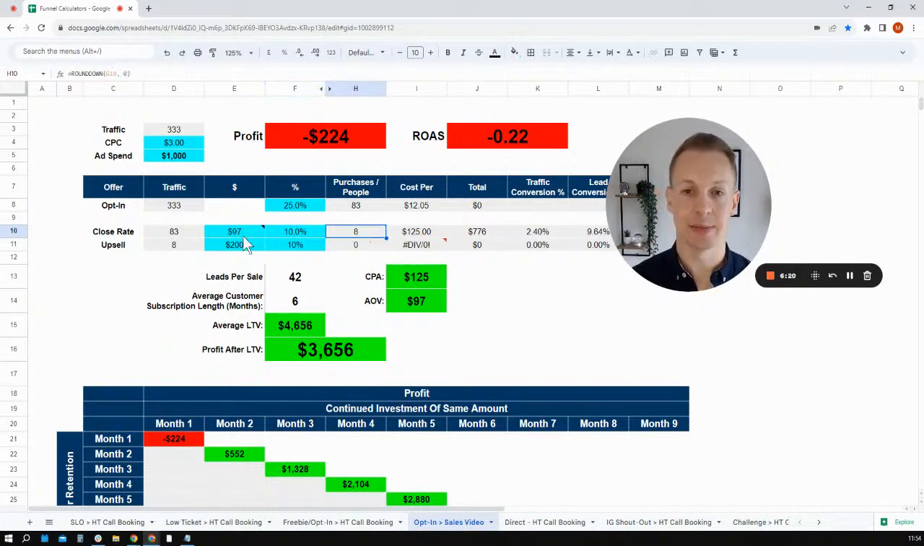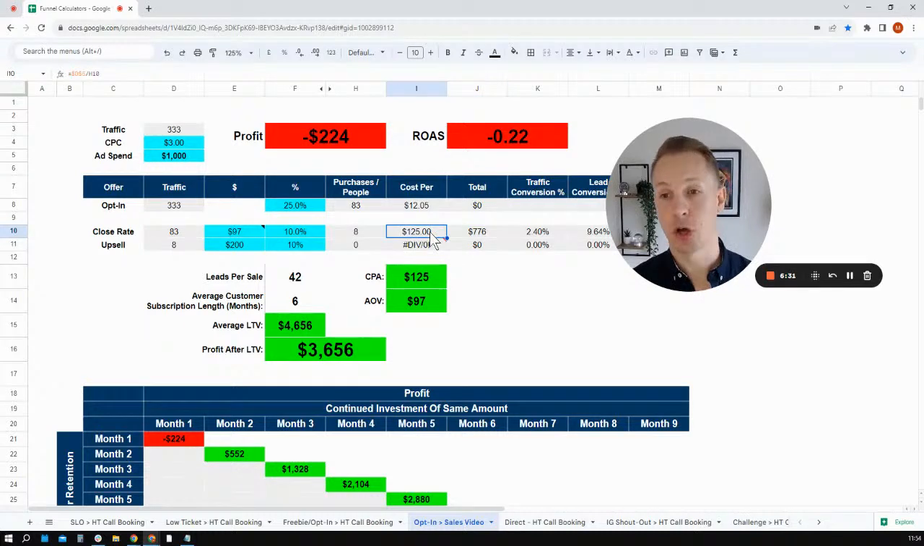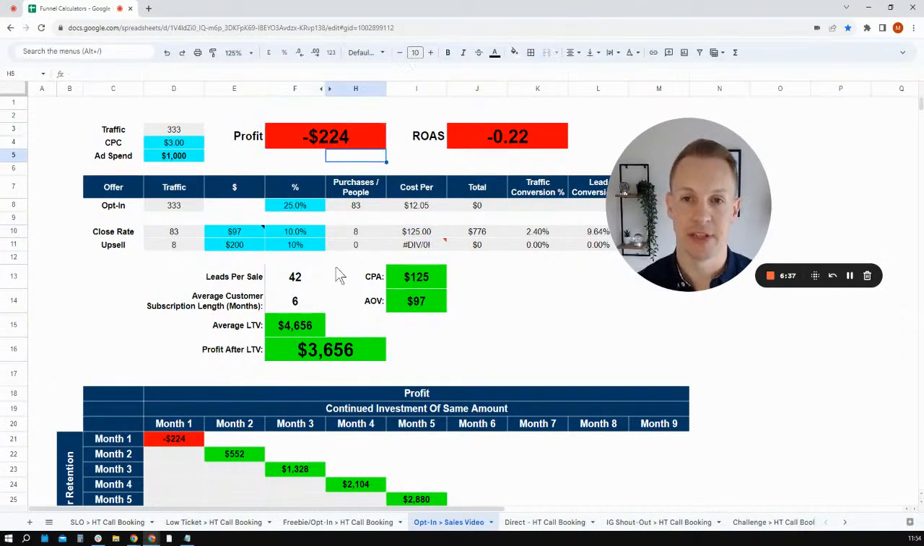So that's 8 times $97. So we pretty much have a total revenue of $776. But it's actually costing us $125 for every sale that we make. So we're actually negative, hence the negative profit at the top there.